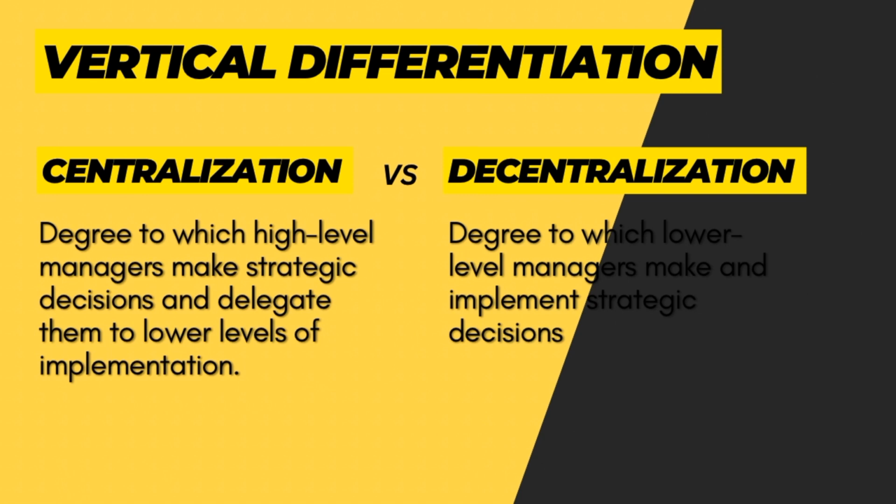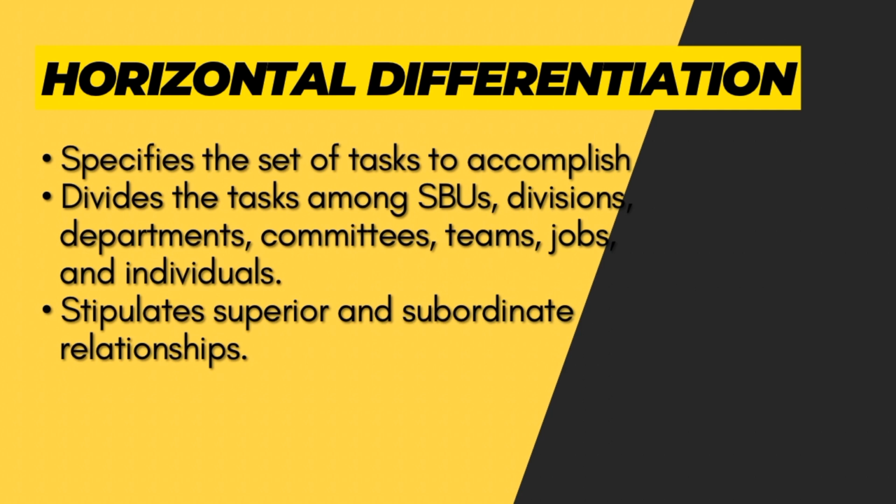There are two categories that fall under vertical differentiation. The first is centralization, which means the degree to which high-level managers make strategic decisions and delegate them to lower levels for implementation. The opposite category is decentralization, which means the degree to which lower-level managers make and implement strategic decisions. The second differentiation is the horizontal differentiation, which specifies the set of tasks to accomplish. It divides the tasks among SBUs, divisions, departments, committees, teams, jobs, and individuals. It also stipulates superior and subordinate relationships.